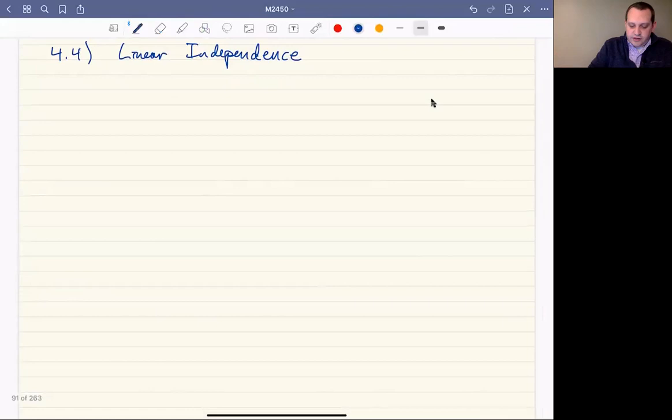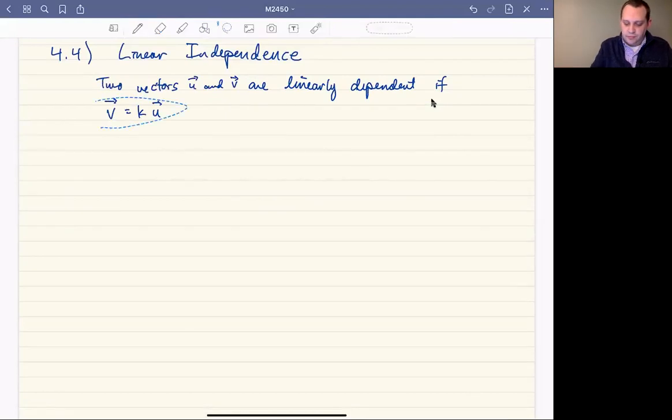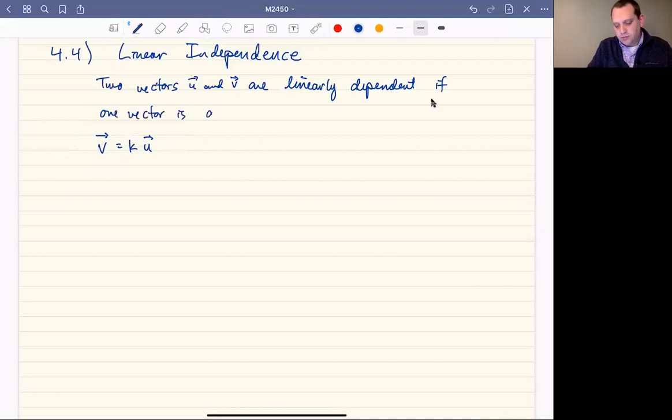So two vectors, I do think it's useful to start by thinking about vectors in terms of R2 and R3, but then we'll generalize. So two vectors are said to be linearly dependent. Let's actually give these vectors names, because I think that would help. Let's call them U and V. So U and V are called linearly dependent if one is a multiple of the other. So if, for example, V is a multiple of U. Two vectors are linearly dependent if one vector is a multiple of the other.